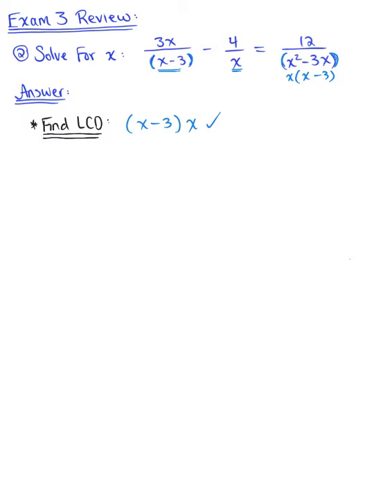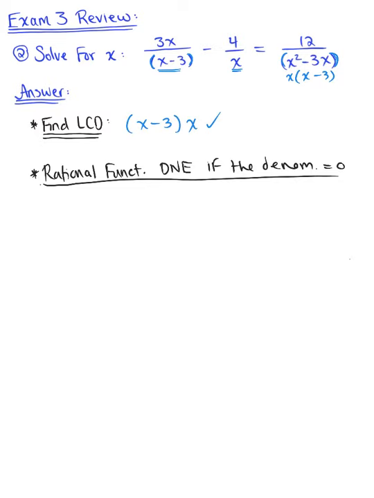And now, before we do that, let's keep in mind that rational functions or expressions are undefined when the denominator is 0. So we know that rational functions do not exist or are undefined if the denominator is 0. So to make sure that we don't get any extraneous solutions, let's set this least common denominator, this x times x minus 3, equal to 0, and solve for x.